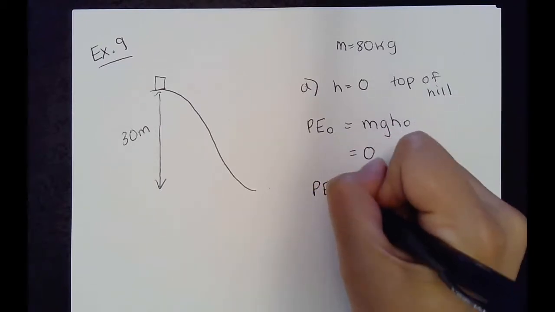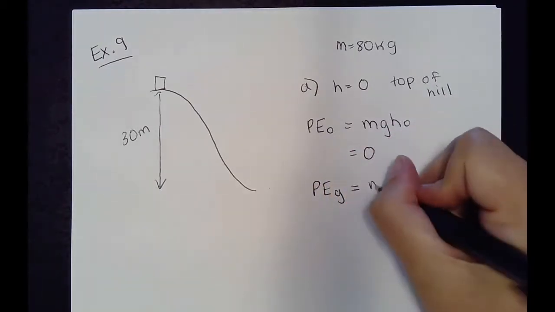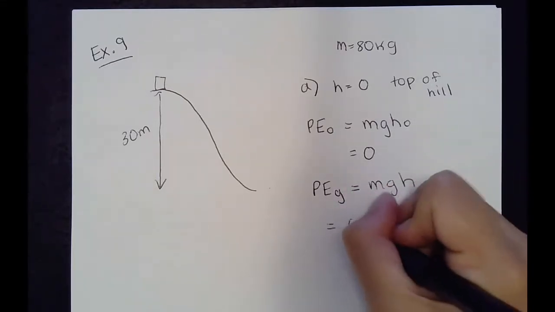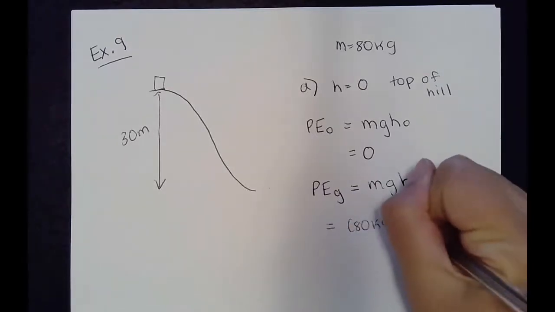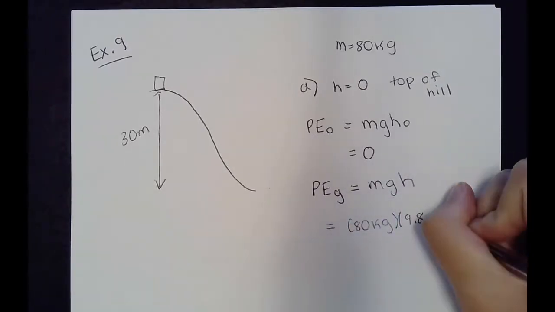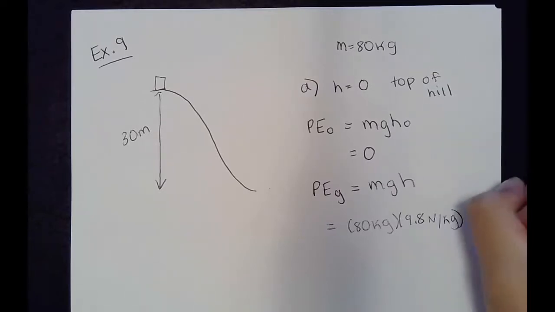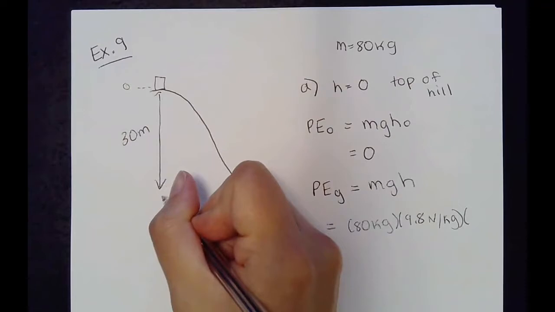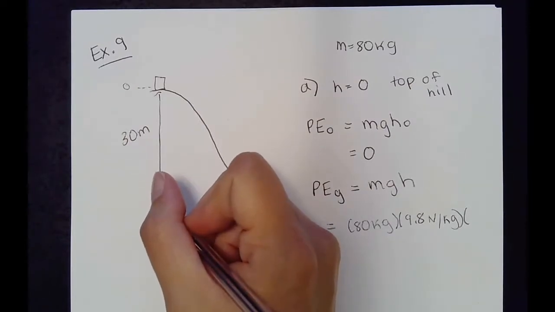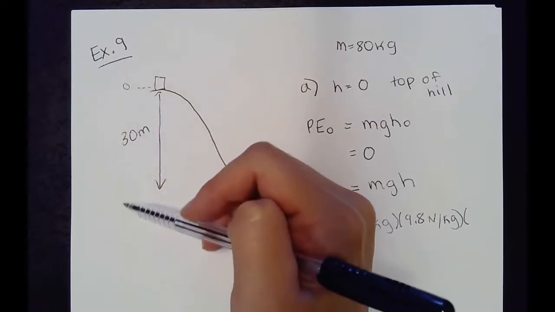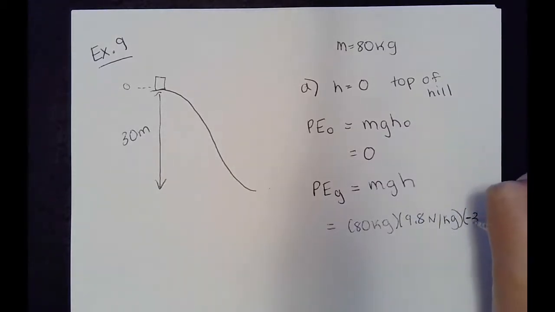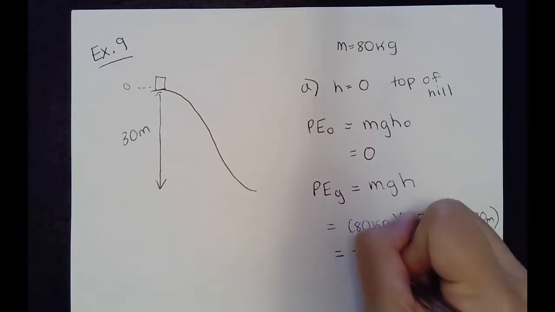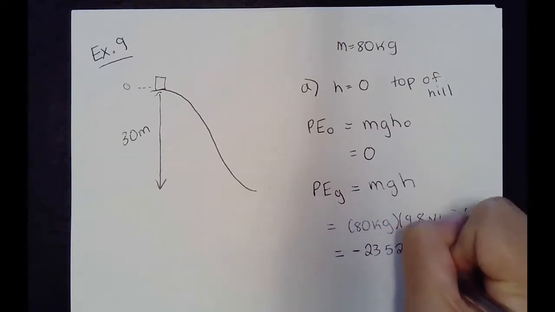Then when we calculate the final potential energy, we'll have mgh final, so 80 kilograms times 9.8 newtons per kilogram. Now the height: if this is 0 here, then this is negative 30, so it still has to work like the y-axis where anything below our 0 point is negative. So negative 30 meters. And this gives negative 23,520 joules.